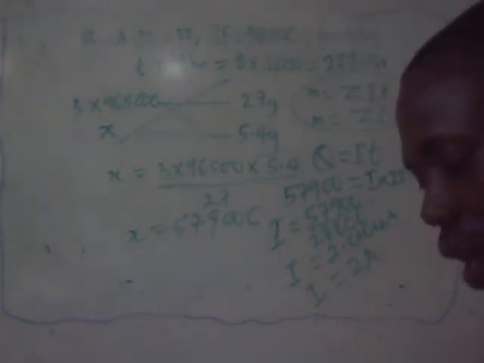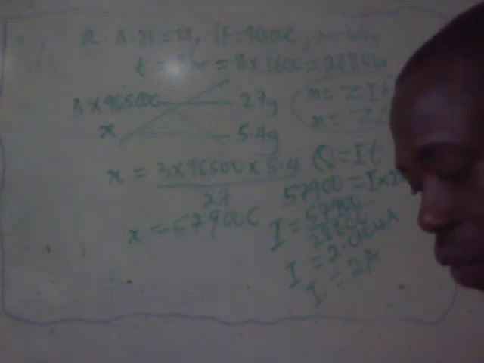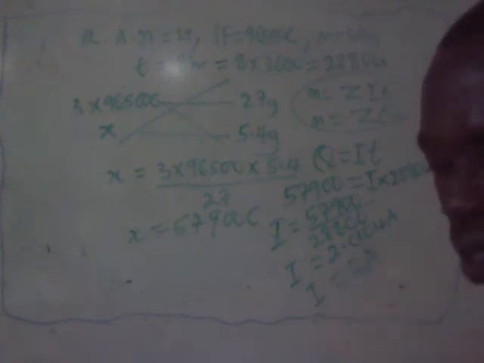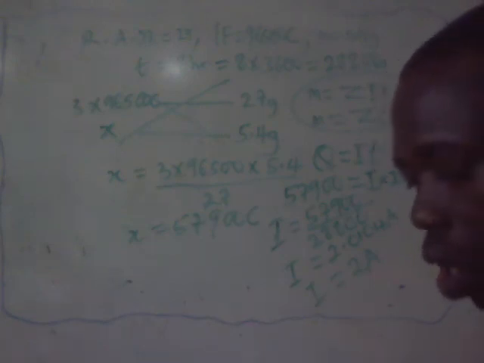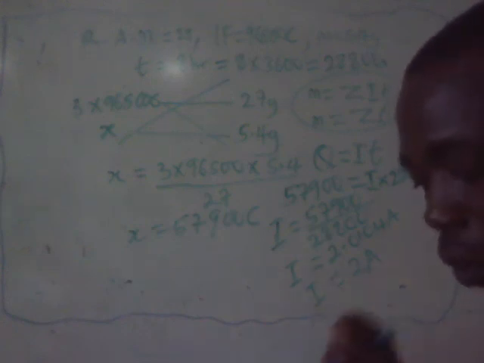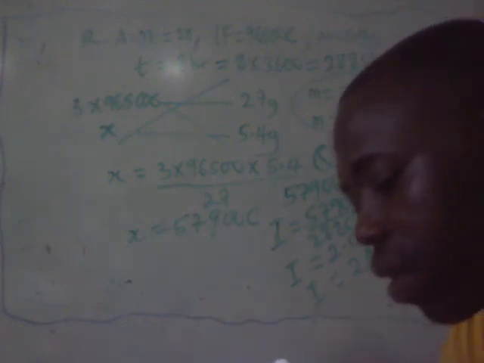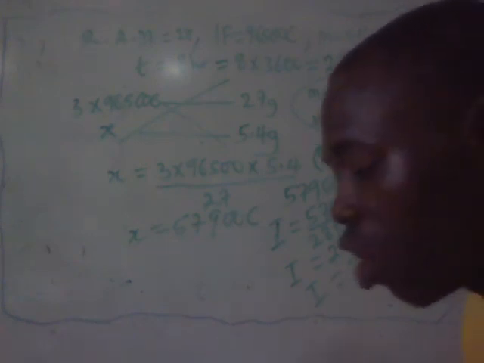What quantity of current in amperes will deposit 5.4 grams of aluminum in 8 hours during electrolysis, given that aluminum 27 is 1 Faraday, 950 coulombs? Option A, 2, is the answer. Option B, 4, wrong. Option C, 6, wrong. Option D, 8, wrong. Option E, 10, wrong. The correct option is option A. Let's go to number 60, which is the last question for the objective part.